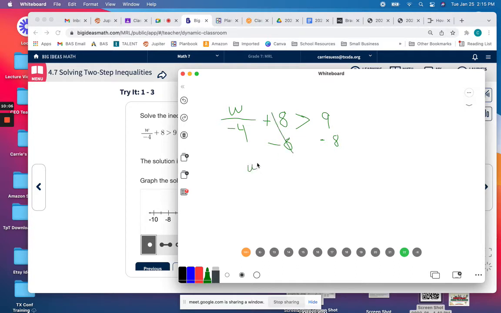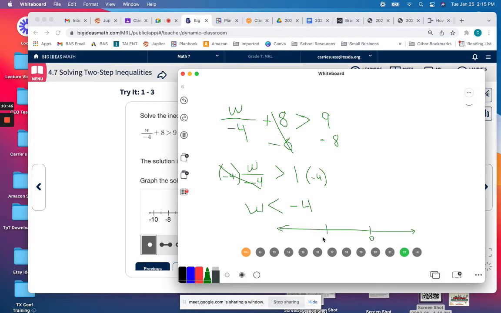Just rewrite the W over negative 4 is greater than, what is 9 minus 8? 1. Good. So now I have W divided by negative 4. What's the opposite of division? Multiplication. So I'm going to multiply times negative 4. Whatever I do to one side, I do to the other side. This cancels. Does the sign flip? Yes, because it's the negative 4 that we moved. 1 times negative 4 is? Negative 4. Okay, and then we graph this.